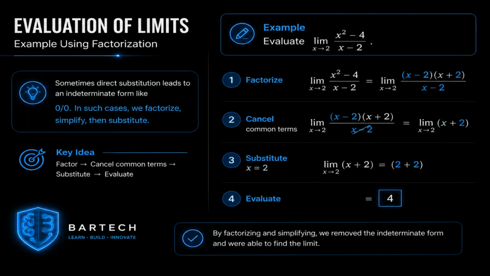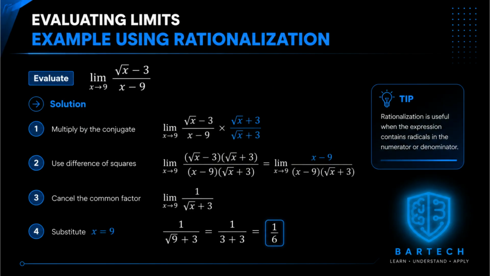Consider a case that results in an indeterminate 0 over 0 form. By factorizing the expression, we can cancel common terms, simplifying the function to a point where substitution becomes possible. Rationalization is another powerful technique. If an expression contains radicals, multiplying by the conjugate can help remove indeterminate forms, allowing us to evaluate the limit successfully.